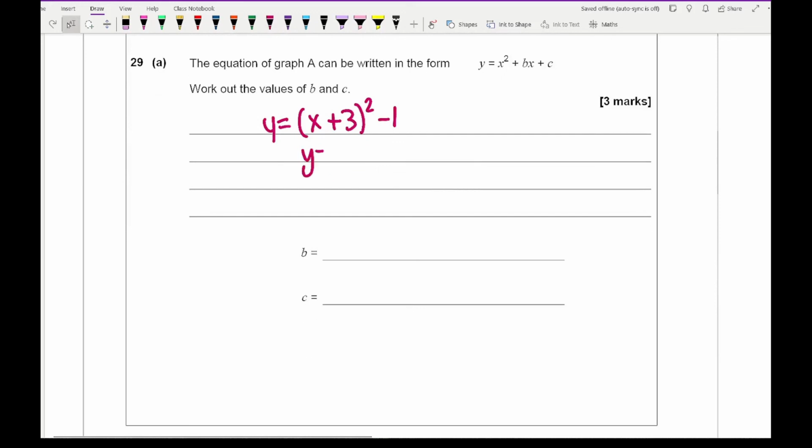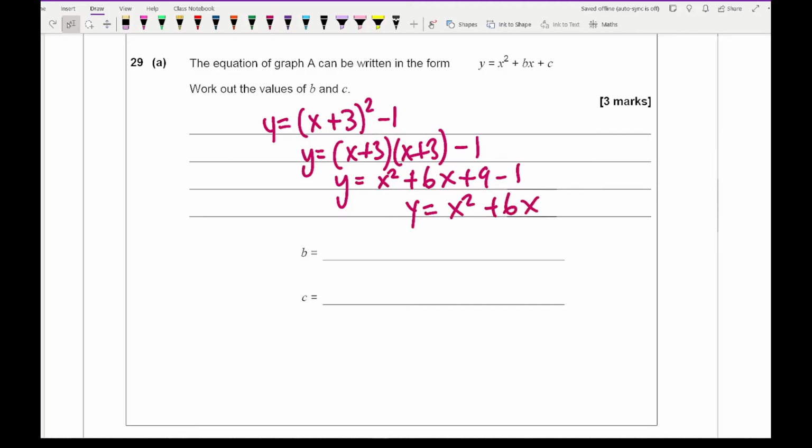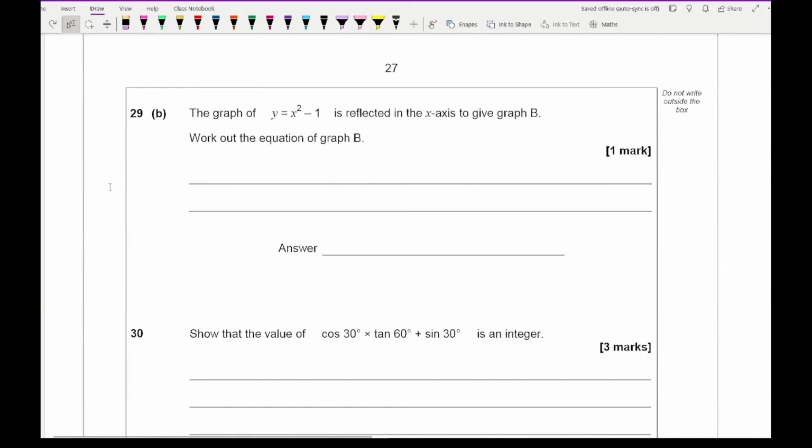So here I get y equals x plus 3 squared minus 1. So y equals x squared plus 6x plus 9 minus 1. So y equals x squared plus 6x plus 8. So b equals 6 and c equals 8. Then for B, it says the graph of x squared minus 1 is reflected in the x-axis to give graph B. Write down the equation of graph B.